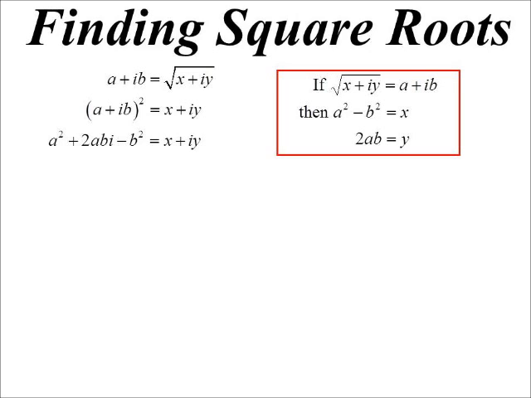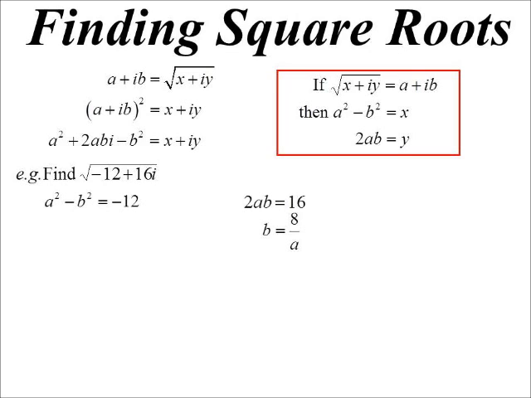a squared minus b squared will always be the real part. 2ab will always be the imaginary part. So if I want to find the square root of negative 12 plus 16i, a squared minus b squared is negative 12, and 2ab is 16. So I'll rewrite the second one to be b equals 8 on a. Sub that into the first one, and we'll always end up with a quartic, but it's a quartic that can be solved like a quadratic.